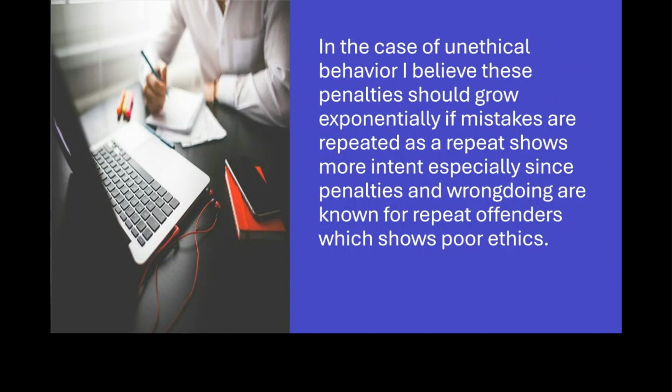In the cases of unethical behavior, I believe these penalties should grow exponentially if mistakes are repeated, as a repeat shows more intent, especially since penalties and wrongdoings are known for repeat offenders, which shows poor ethics. So, like armed robbery, the first time you get in, you steal something, but you've got a weapon. Maybe they put you away for 10 years, and if you actually do it again, when you get back, maybe it's 50 years. Depending on the weapon, depending on how aggressive the person is. A lot of stores have cameras and stuff, so you can actually see and get a good idea of the truth of what's going on. And convicted people can be convicted quite easily.